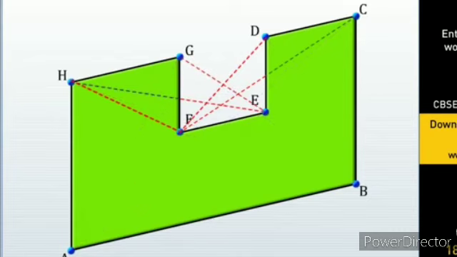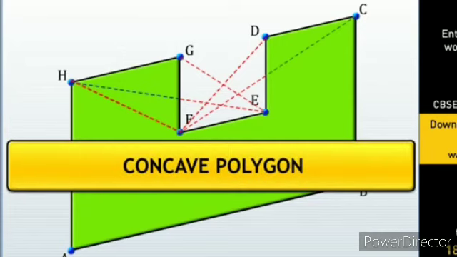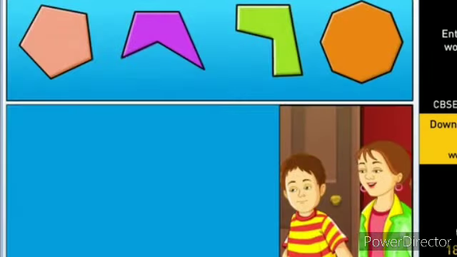Now, observe that diagonals EG and FD lie outside the polygon. Therefore, this is a concave polygon. Now we will see 4 polygons. John and Alice, here are 4 polygons. Name them and identify if they are concave or convex polygons.